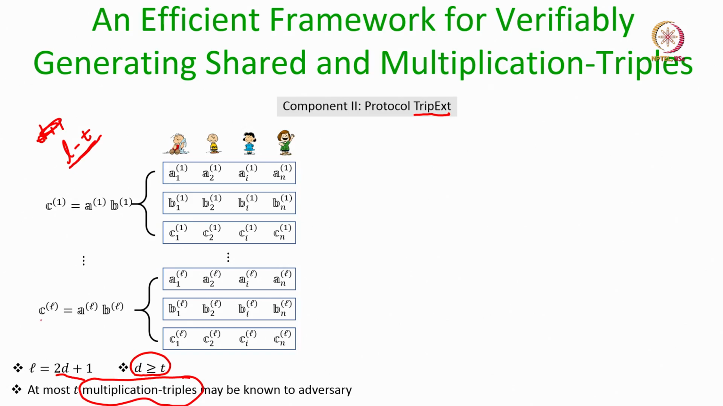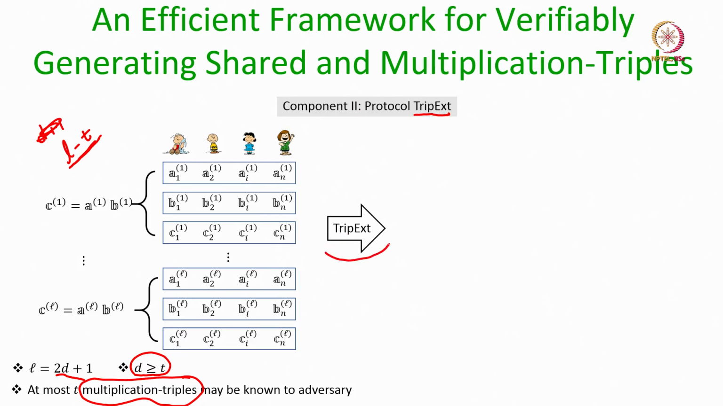Okay. So, among this bunch of L multiplication triplets, which multiplication triplets are completely known to the adversary and which are not known to the adversary, that information is not public, that is not known to anyone. Of course, the adversary knows which t triplets it knows and which L minus t triplets it does not know, but the honest parties will have absolutely no idea which t triplets are known to the adversary and which L minus t triplets are not known to the adversary. That is the input for this second protocol, the triple extraction protocol.